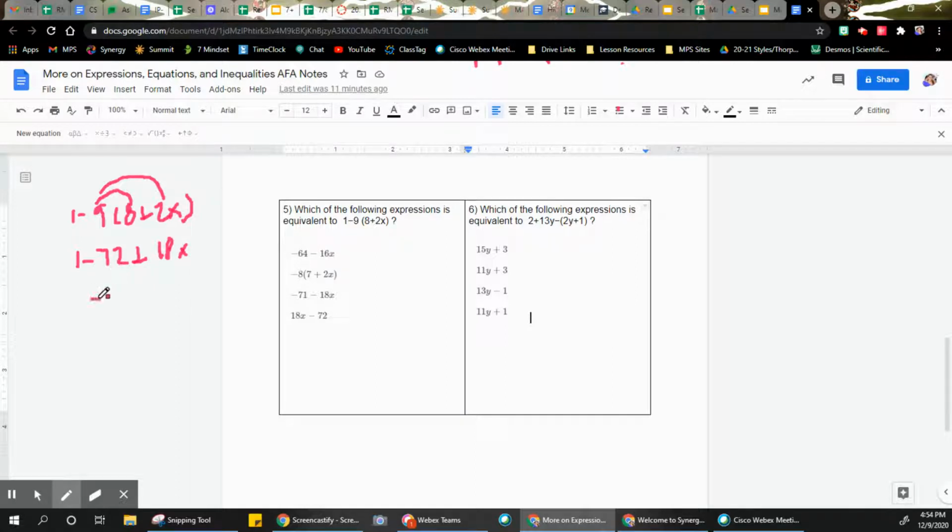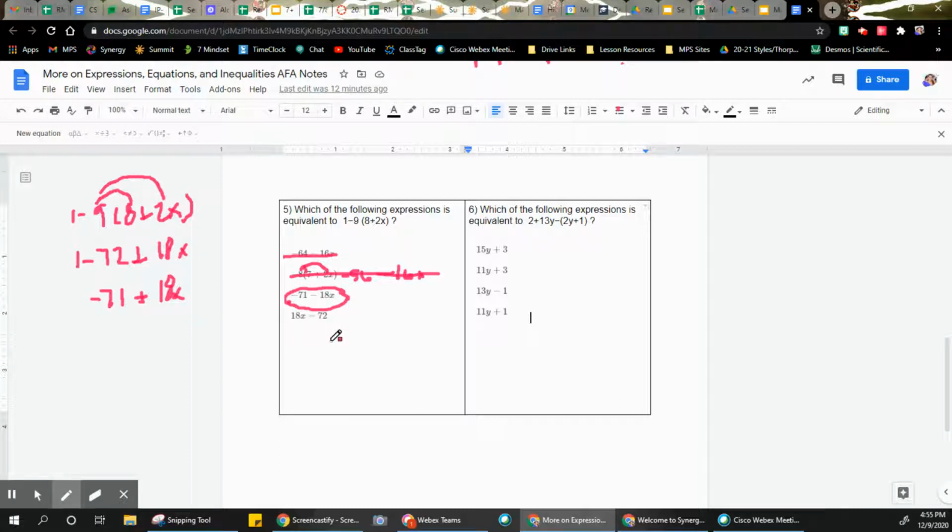Now I'm going to simplify it. 1 minus 72 is going to give me negative 71, because if I owe you $72 and I have $1 to pay you, I still owe you $71 more. So it's negative 71 plus 18x. We're looking for which of these is the same as that. Looking at the first one, negative 64 minus 16x, definitely not the same. Here we see negative 8 on the outside, so we distribute it. Negative 8 times 7 is negative 56. Now negative 8 times 2x is negative 16x. Is that the same? Nope, so I'm going to cross that one out as well. Negative 71 minus 18x, we already determined that's the same.